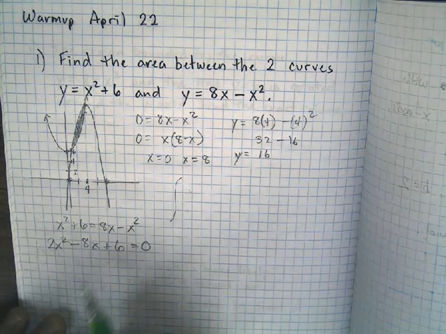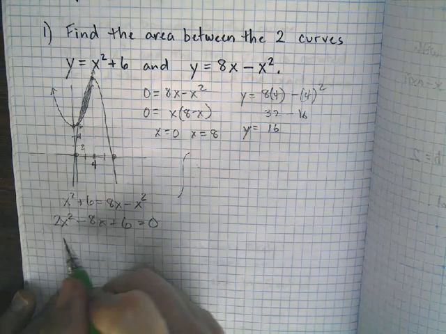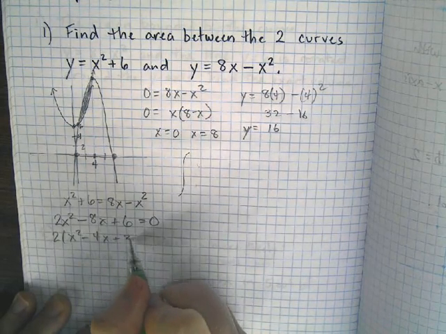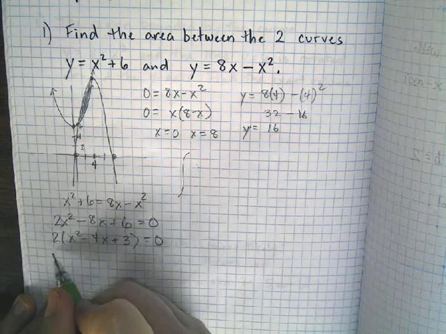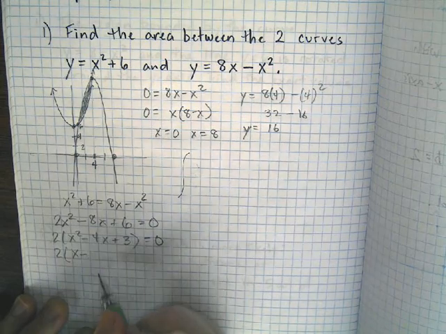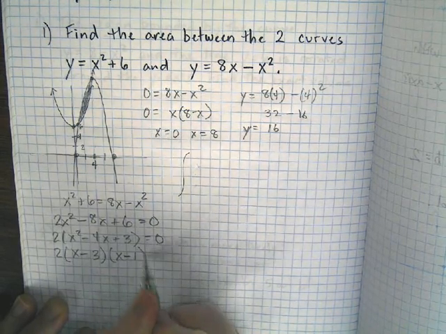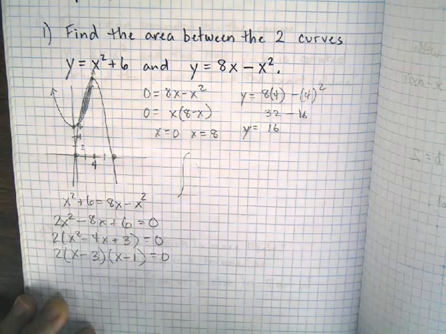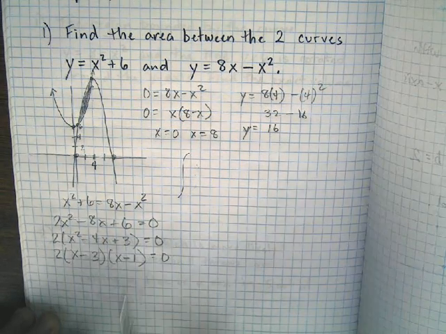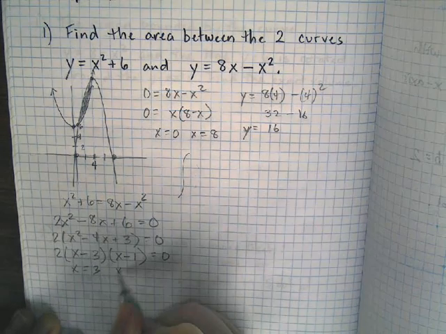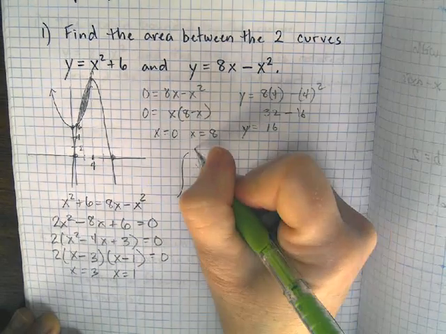And I can factor that, bring out the 2. x squared minus 4x plus 3 equals 0, and I can factor that. That's x minus 3, x minus 1 equals 0. Factoring that, a negative times negative is positive. Okay, so x is equal to 3, and x is equal to 1. So I'm going to go from 1 to 3.